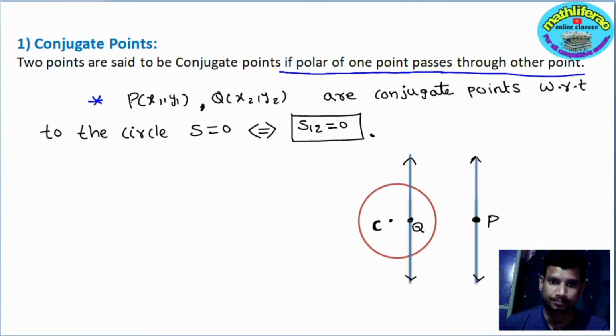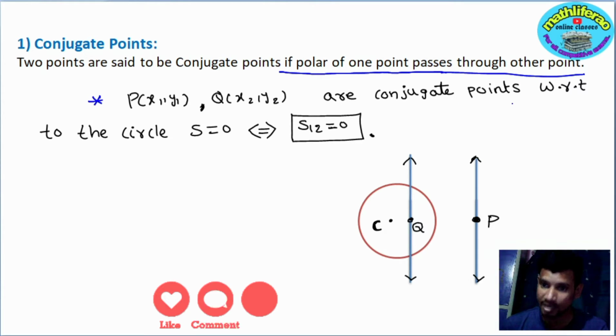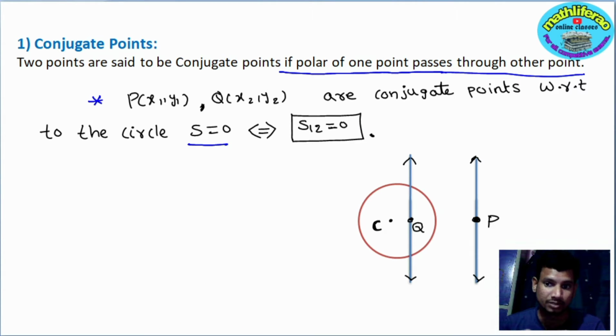if P(x1, y1) and Q(x2, y2), two points are said to be conjugate points with respect to the circle S = 0, then S12 = 0. That is, if the S12 value is 0, then the points P(x1, y1) and Q(x2, y2) are conjugate points with respect to the circle S = 0.